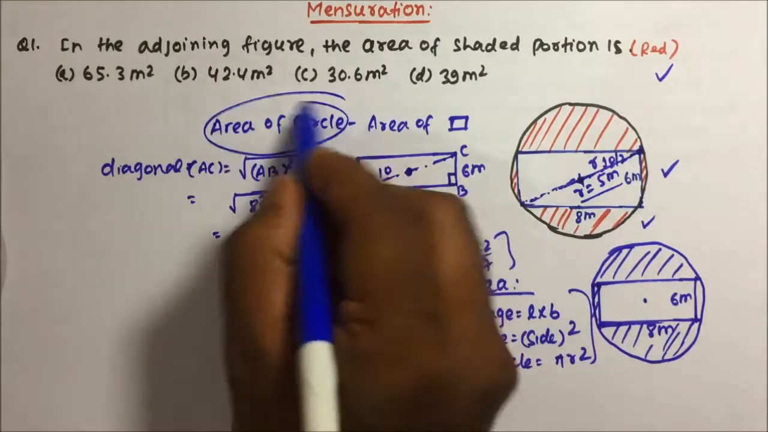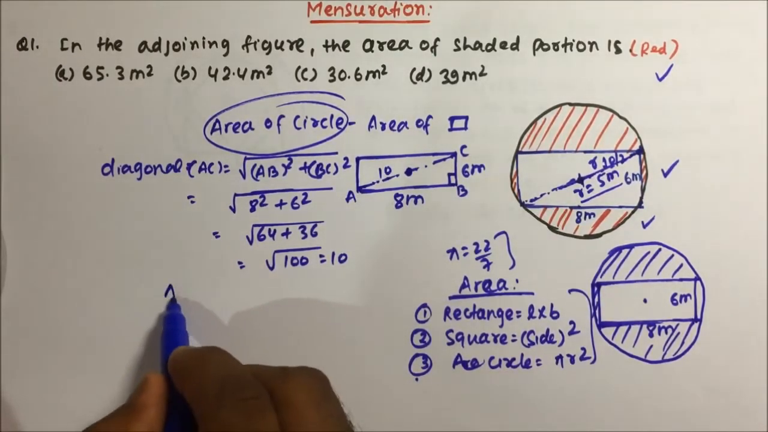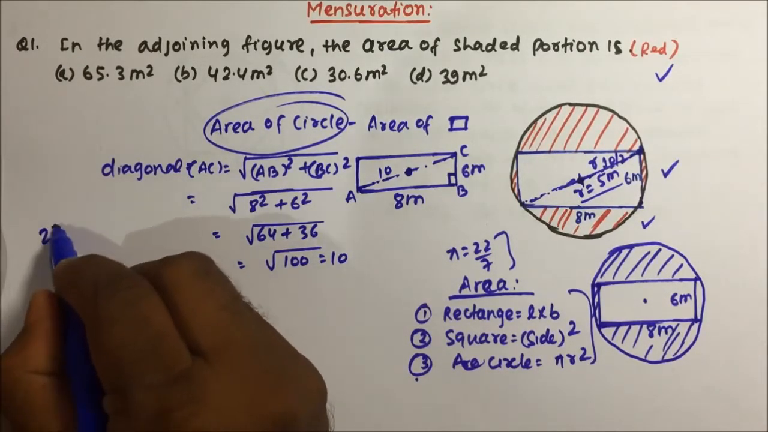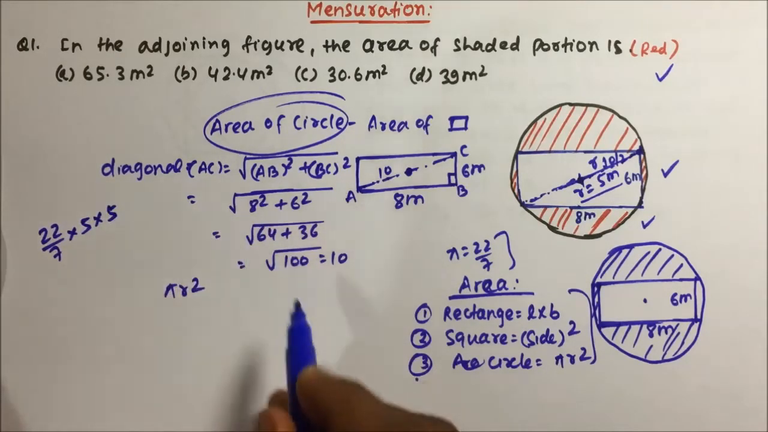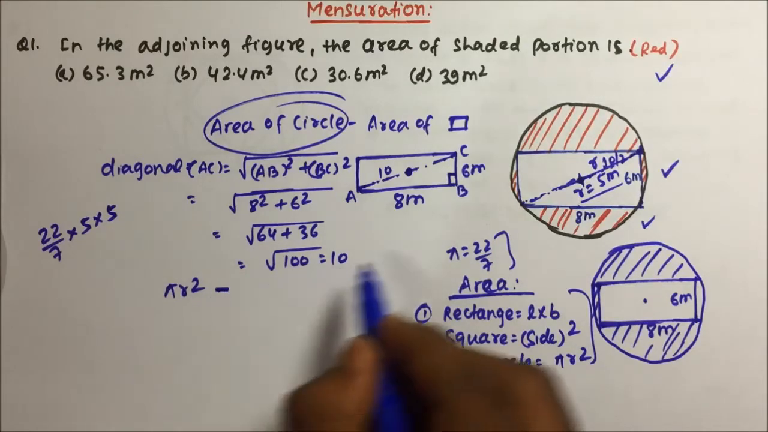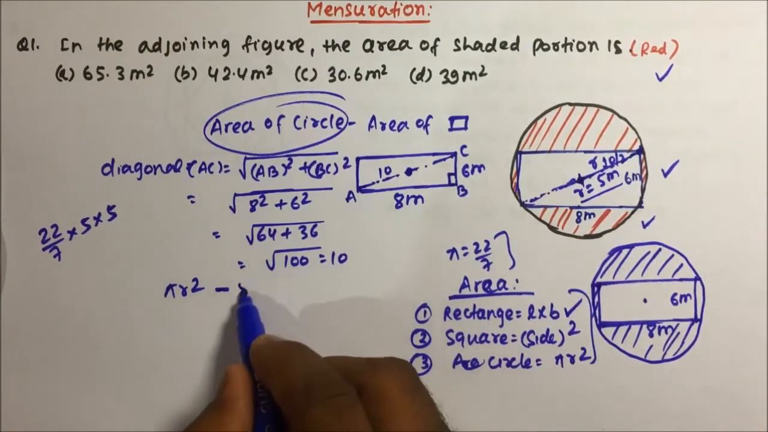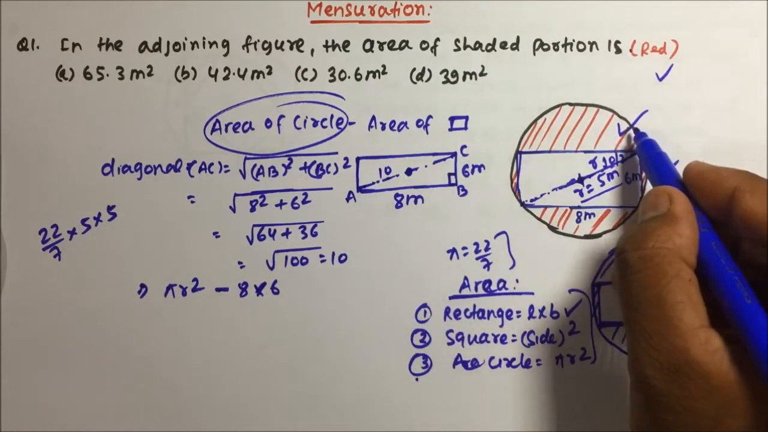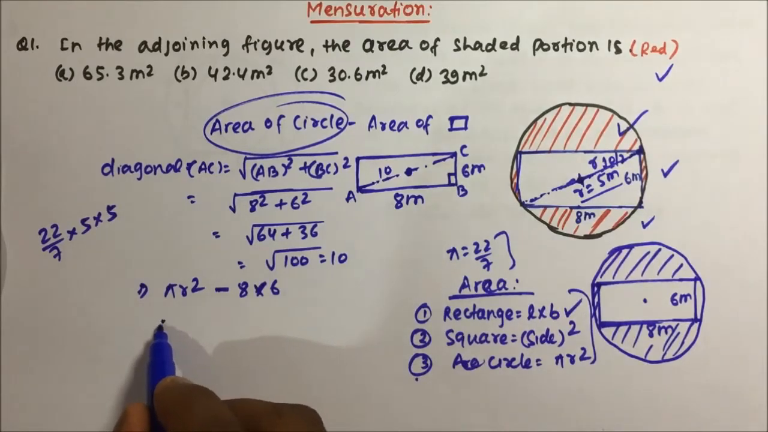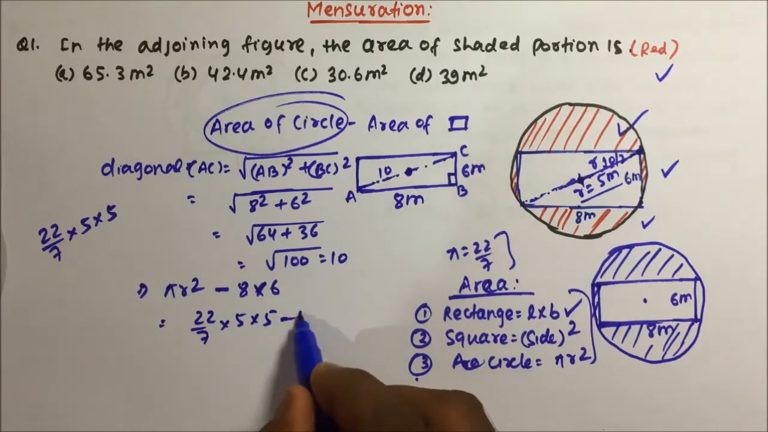Now area of the circle, friends. The area of the circle will be pi r square. Pi is equal to 22/7, and the radius is 5, so 5 into 5, minus the area of the rectangle. The area of the rectangle will be length into breadth, so 8 into 6, and if you calculate this, you will get the area of the shaded region. So 22/7 into 25 minus 48.